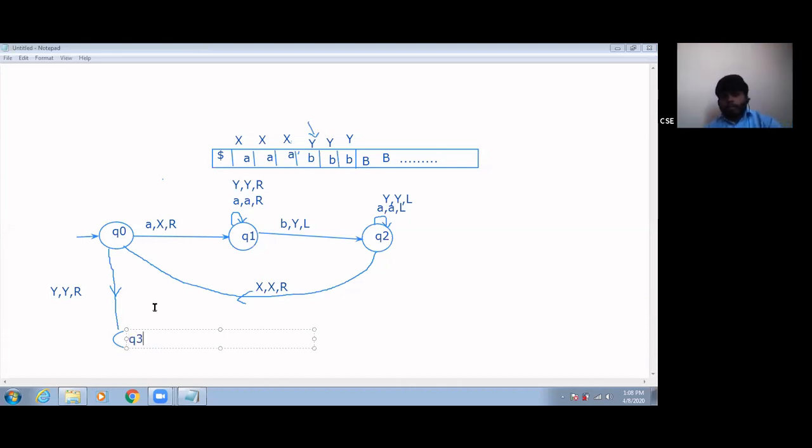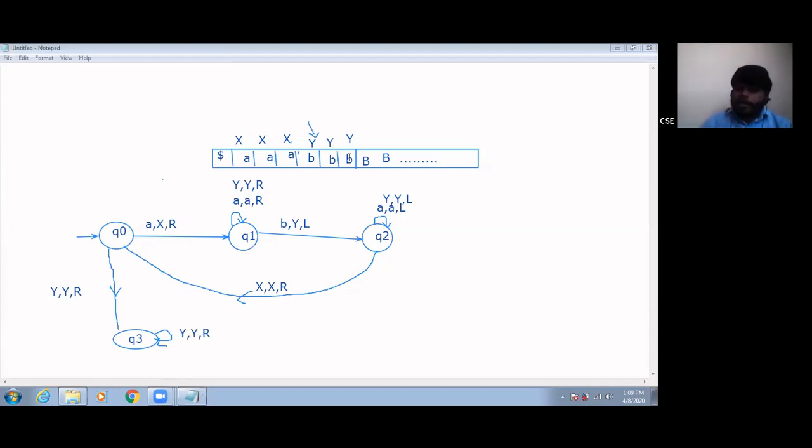Q3. So this Q3, I'm getting y comma y. Any number of y's I need to move right hand side, right? So any number of y's also I need to give the self loop. So here what is the transition? Y comma y, you need to move right hand side.